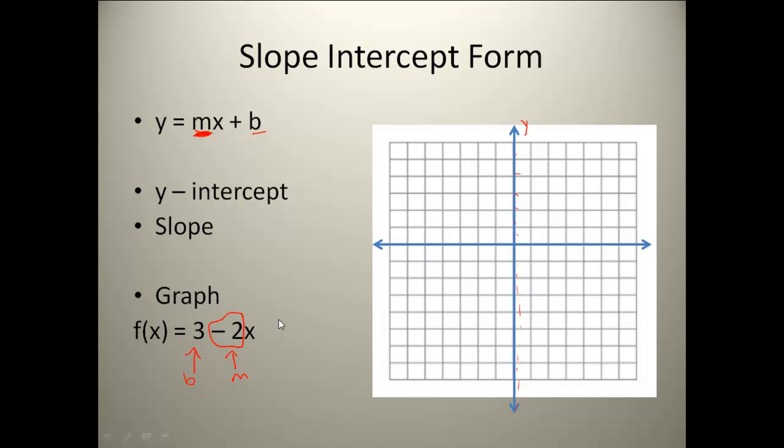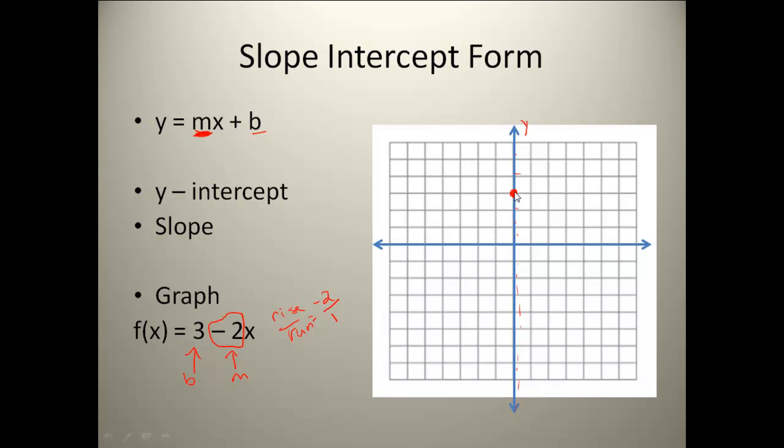So when I go to graph this, I'm going to start by plotting a point on the y-axis at 3. So I go up here to 3 and I plot my first point. That's my starting point. Now I'm going to use my slope. My slope is negative 2. Well, if you think about rise over run, negative 2 we could write as negative 2 over 1.